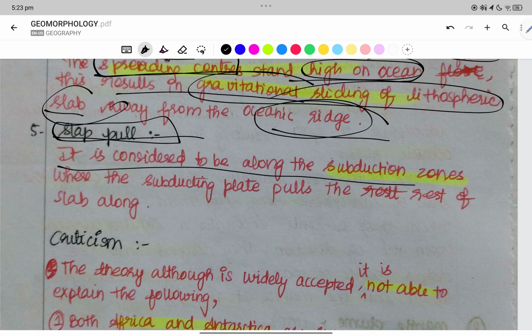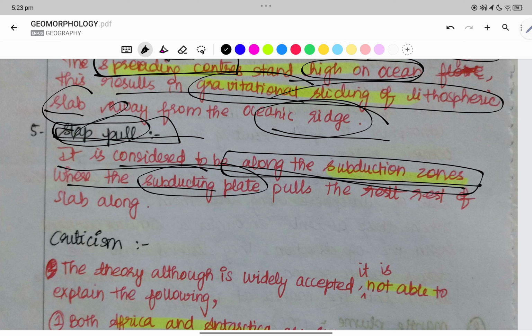Slab pull: gravity sliding, the slab is pulling. It is considered along the subduction zone, where the subducting plates pull the rest of the slab along.